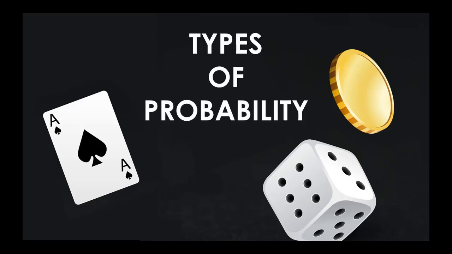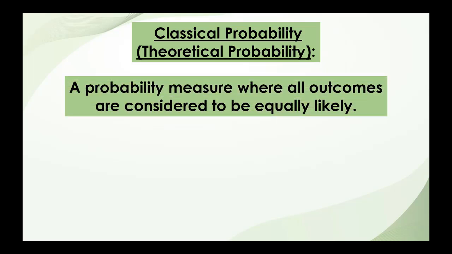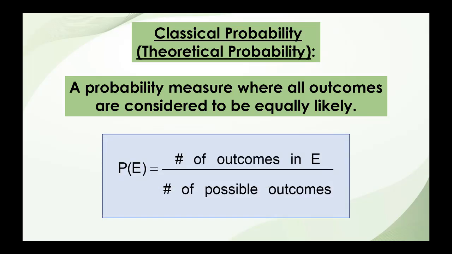Now we can talk about types of probability. So there are two main types of probability. First, there's classical probability, which is also called theoretical probability. And in theoretical probability, this is a probability measure where all outcomes are considered to be equally likely. To find the probability of any event E, we take the number of outcomes that are in E, and we divide that by the total number of possible outcomes for that probability experiment.